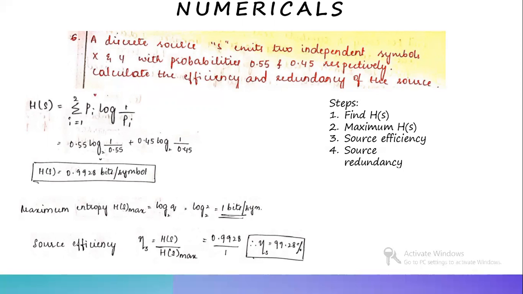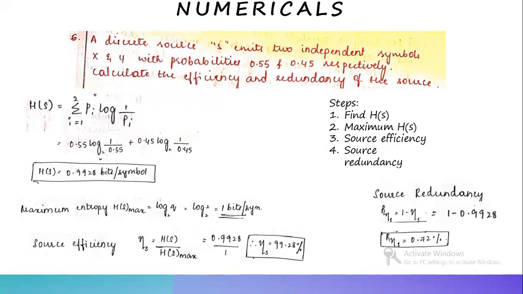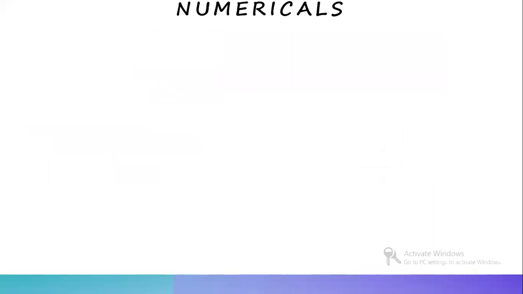Next is source redundancy. R eta S equal to 1 minus eta S. So eta S value is 0.9928. So R eta S would be 0.72 percentage. Here also you need to represent it in percentage itself. This is about efficiency and redundancy. Next we'll be seeing about second extended source.